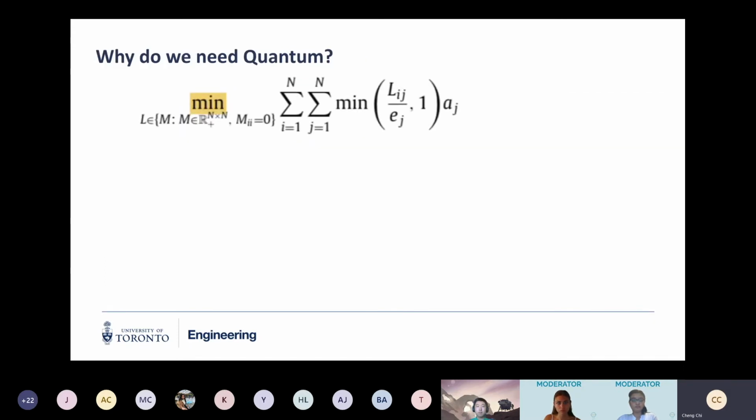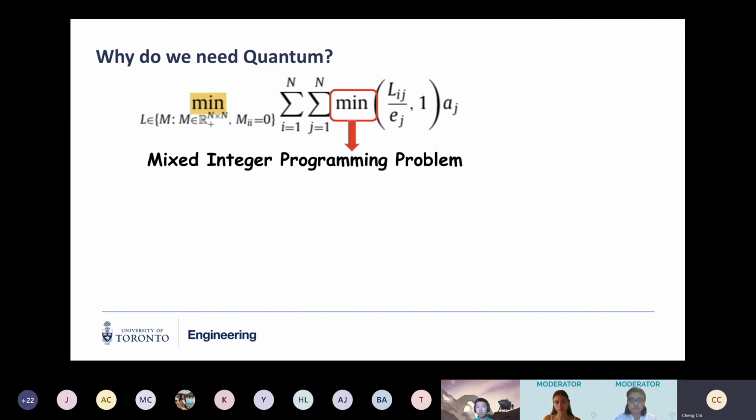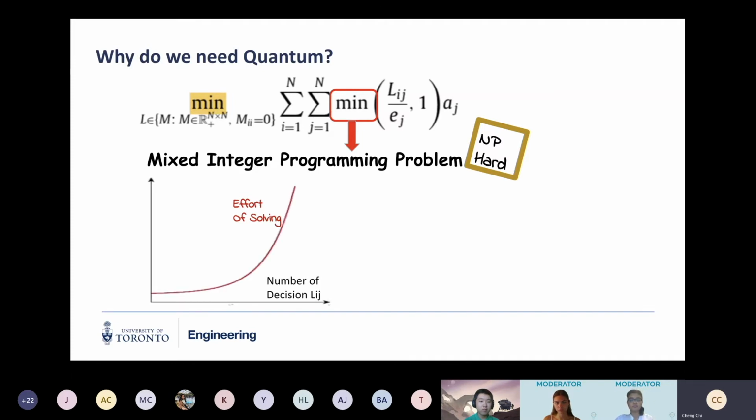So here's why. The problem lies in this minimum operation in our objective function. This minimum operation just makes sure that each bank cannot have a loss bigger than their total equity. And this minimum operation actually turns this problem into a mixed integer programming problem, which is a proven NP-hard problem. NP-hard basically means that this problem is very complex, and the effort of solving this problem and finding the optimal solution grows drastically with the increasing number of decision variables, which is Lij here.